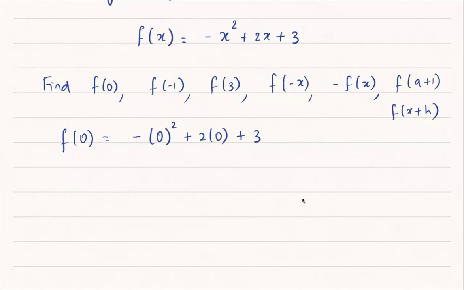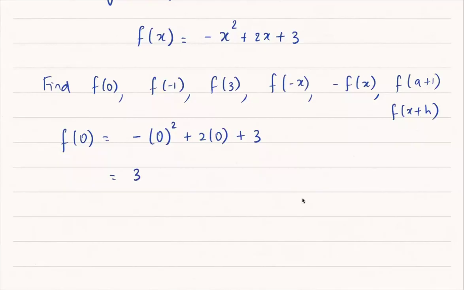Another commonly made mistake is to write f of x equals and then say negative 0 squared plus 2 times 0 plus 3. That's not true. F of x is negative x squared plus 2x plus 3. We are evaluating f of 0, right? So simplify this. 0 squared is 0, 2 times 0 is 0. So this answer is 3.